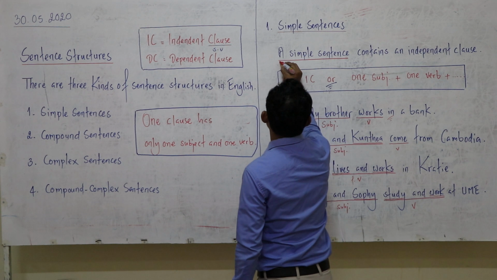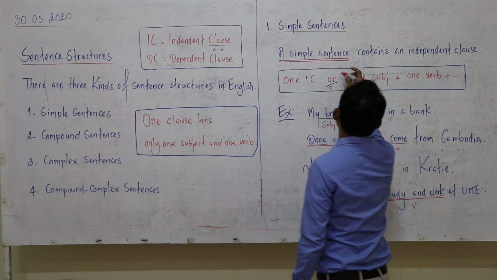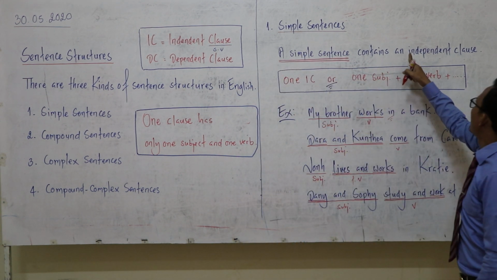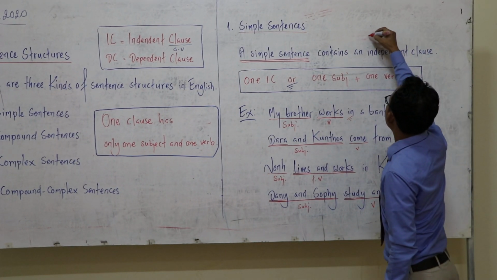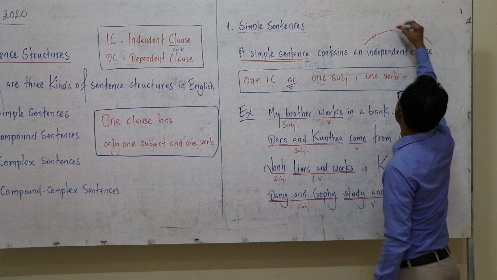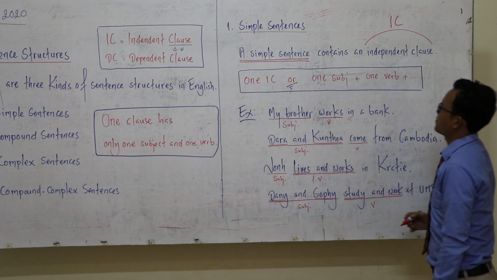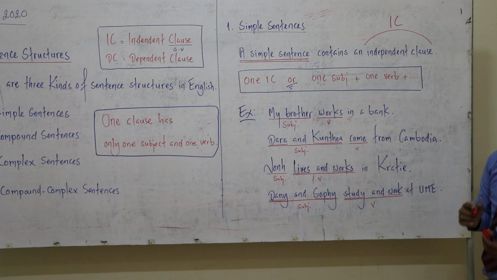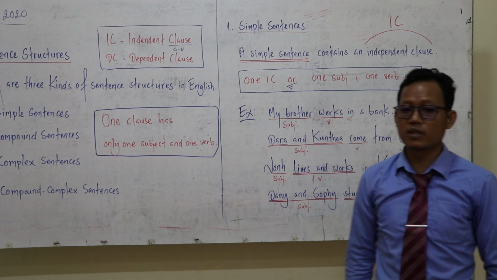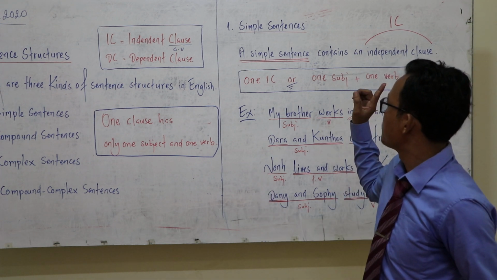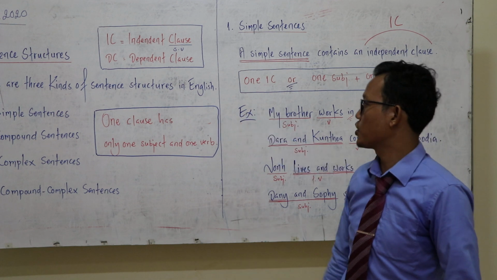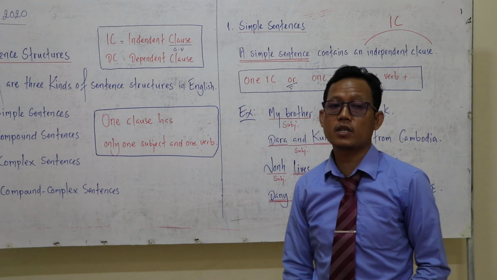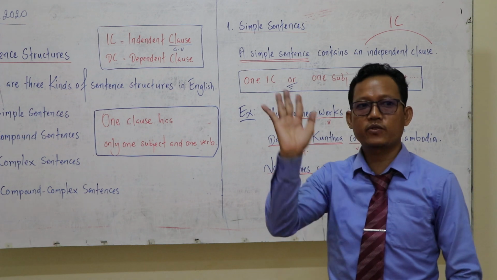A simple sentence contains an independent clause. So independent here, you can say IC. See you in the next video. I will tell you again about simple sentences, and then I will continue to teach you number 2, compound sentences.